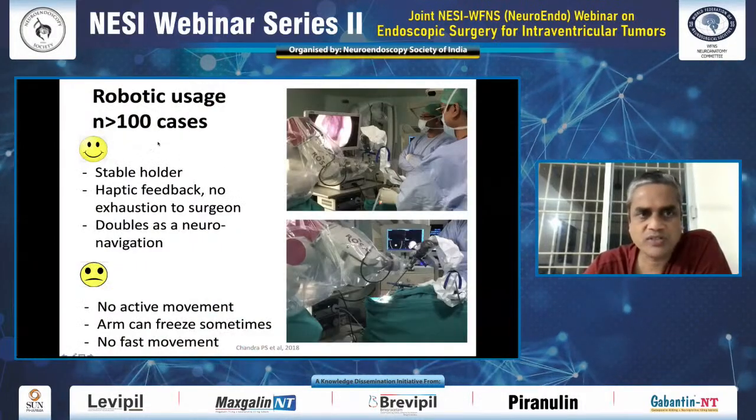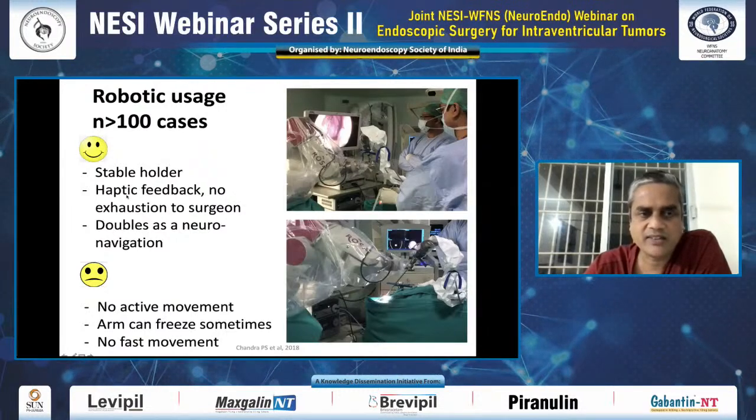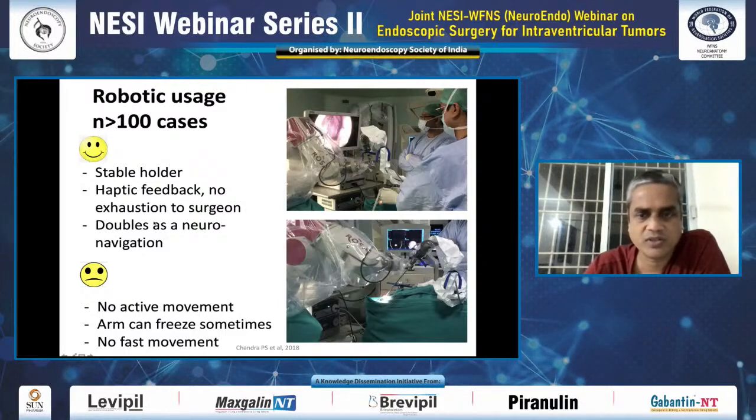So we have used a robotic system for more than 100 cases. Obviously, it's a very stable holder. There is an excellent haptic feedback, so there's no exhaustion to the surgeon.